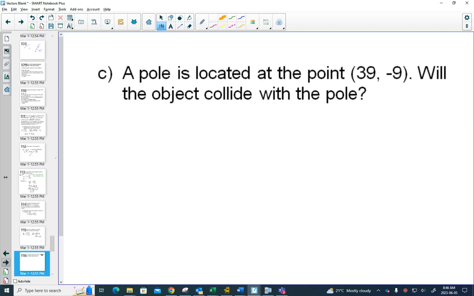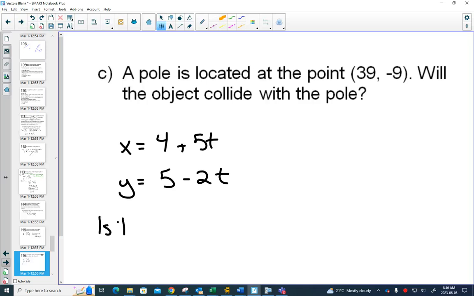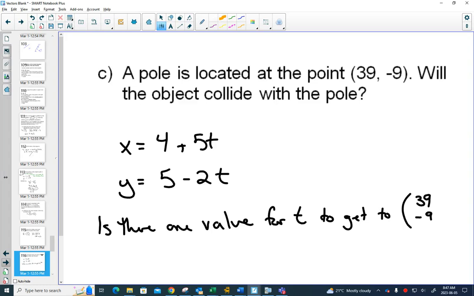So if we look at our parametric equations, we have got one parametric equation, and you will find that your parametric equations is where you do a lot of your solving. So we're wondering if there is, right? This is always what you're asking, if something's going to hit a point, is there a value for t that would get you to 39, -9?